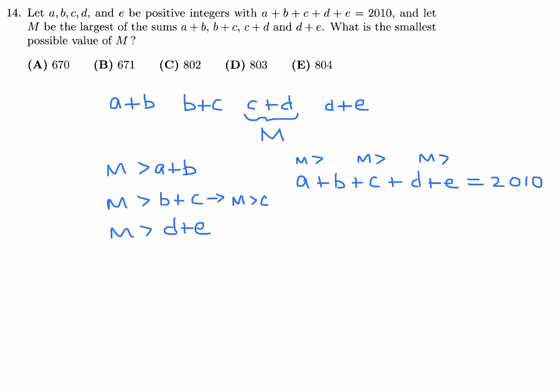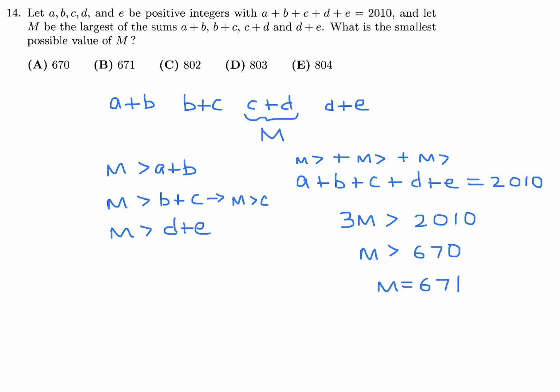So that means that if you add these up, 3M is greater than all of these, correct? And 3M therefore is greater than 2010. Now, dividing through by 3, you get 670. So M must be greater than 670. So the smallest it could possibly be is M equal to 671. So that's a bit abstract.